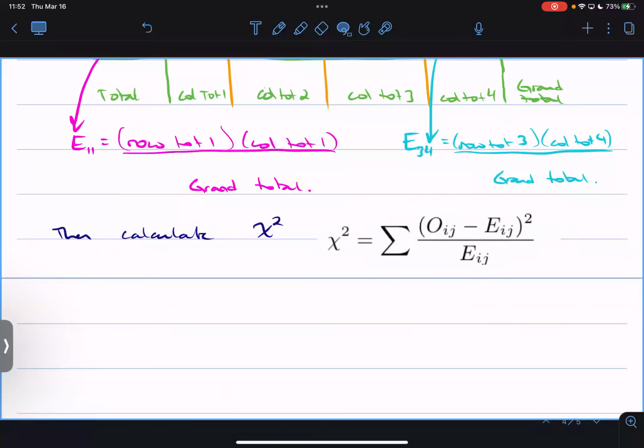Then you have your test statistic, right? So your calculated chi-squared, you find it the same way. It's just now you have a bigger table to deal with. Okay.